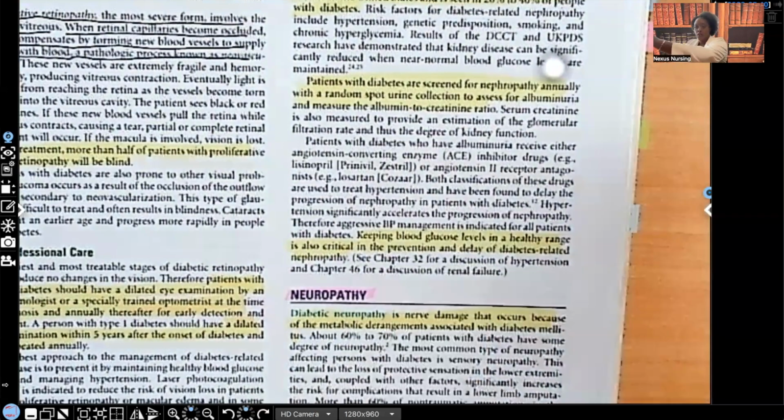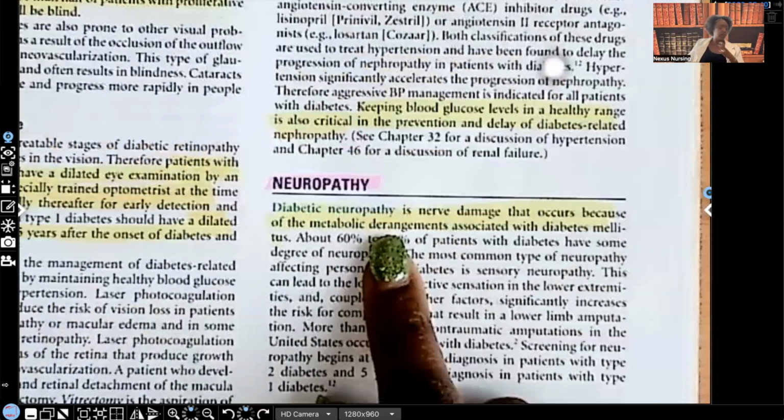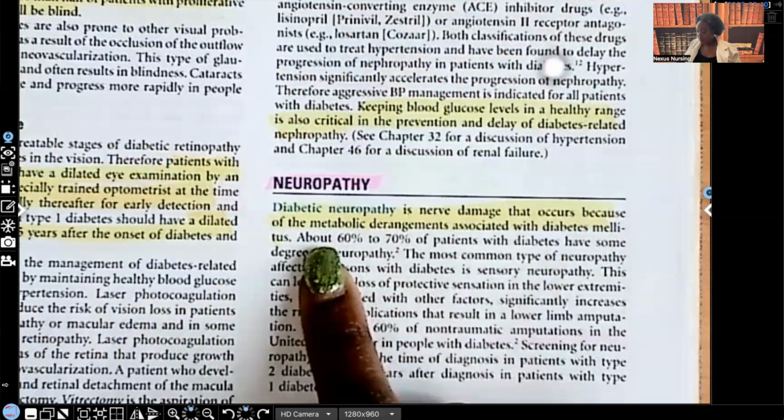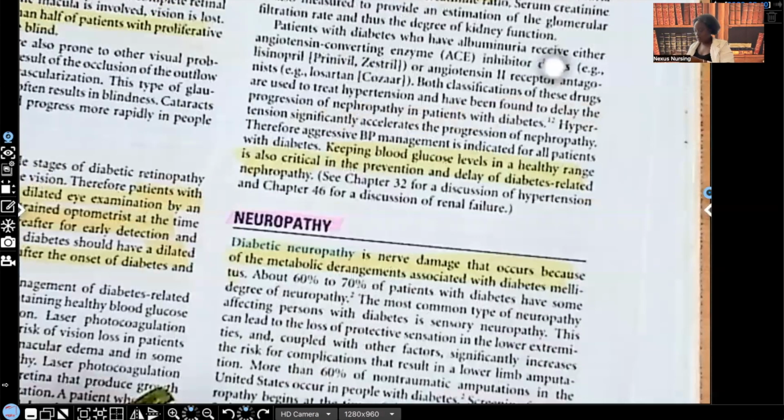Now we're going to talk about the nerves. Diabetic neuropathy is nerve damage that occurs because of the metabolic derangements associated with diabetes mellitus.